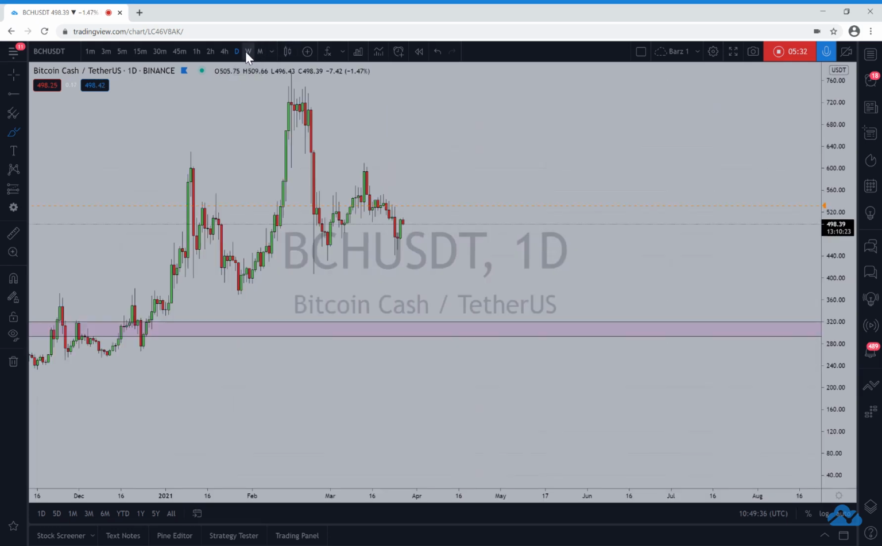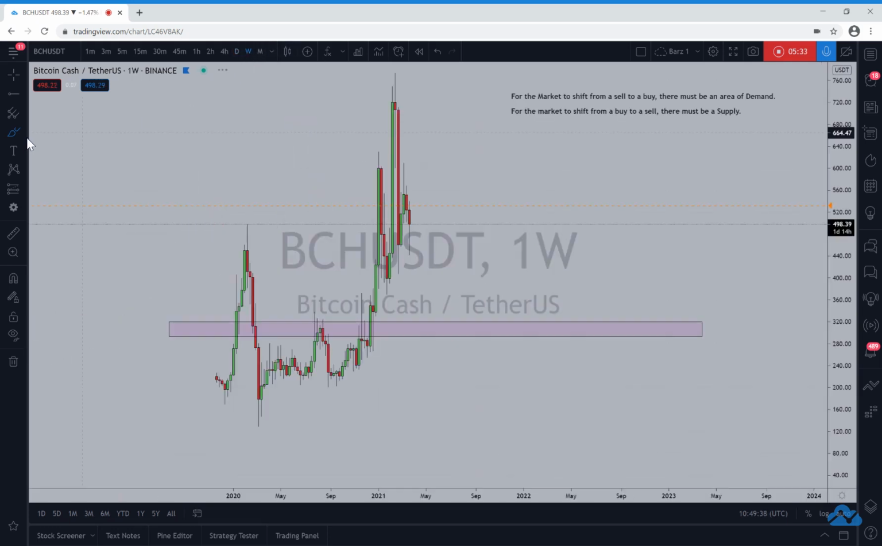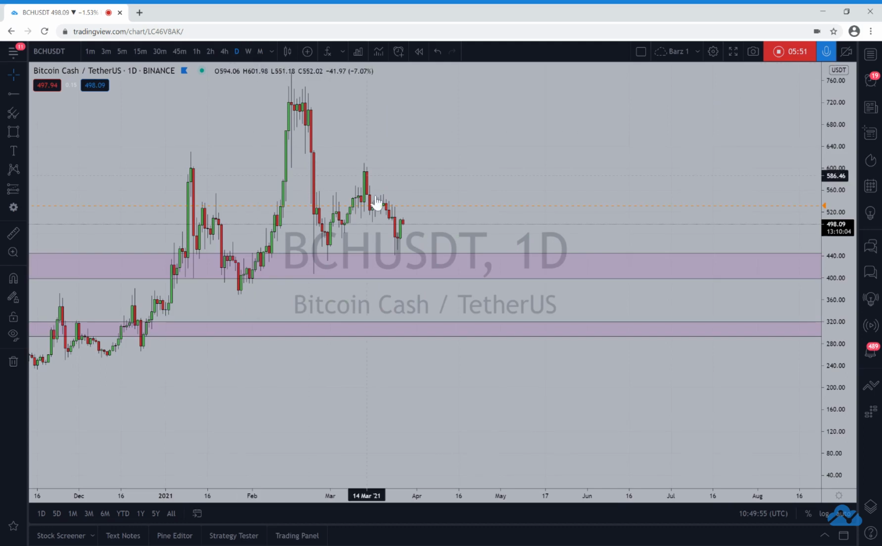So now let's mark up our demand on the weekly before we move further to the daily. So this area here is our level of demand, and if we take this back across, you can see this was the level of supply here as well. So going to our daily time frame, what price action can we see?